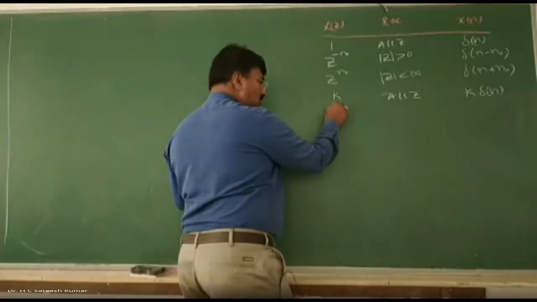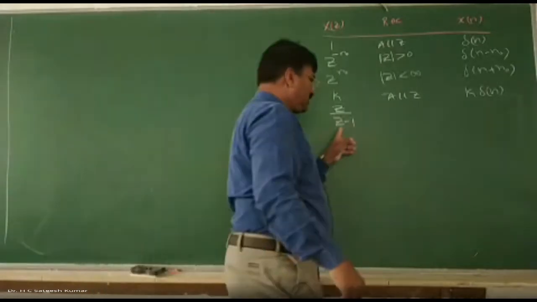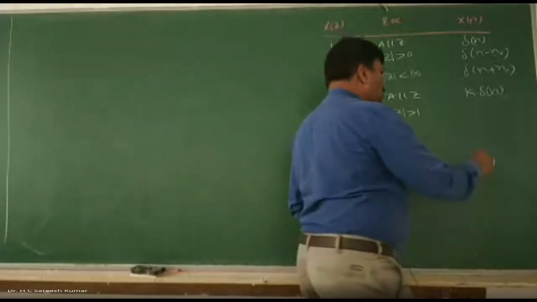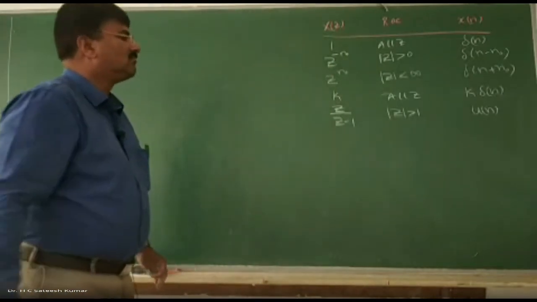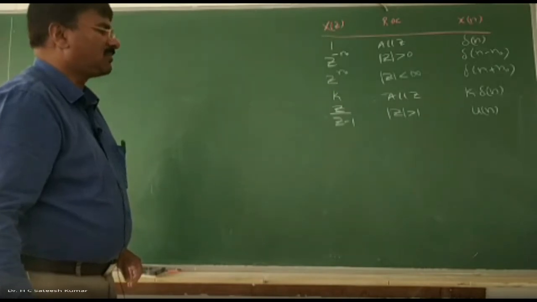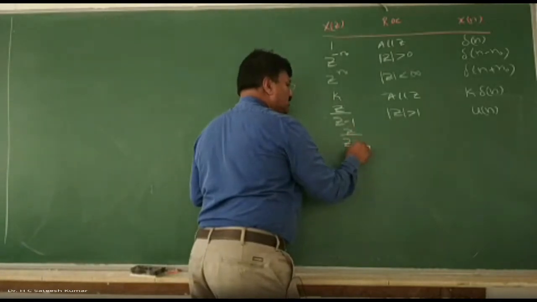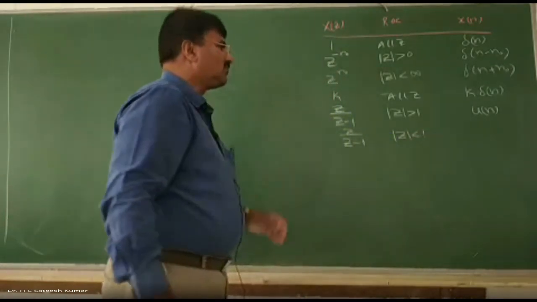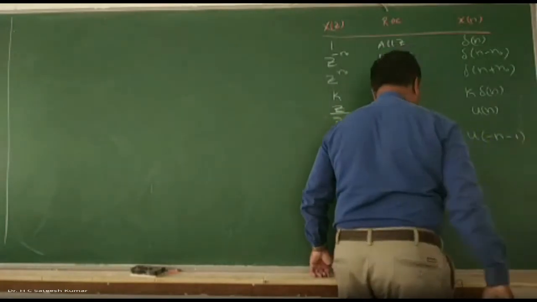Next, z divided by z minus 1. Just by seeing this one, we cannot tell; we need the ROC. Mod z greater than 1. If it is mod z greater than 1, then it is u of n. Z divided by z minus 1 with magnitude of z greater than 1 is u of n. Z divided by z minus 1 with mod z less than 1 leads to what? Left-handed sequence, which is minus u of minus n minus 1.